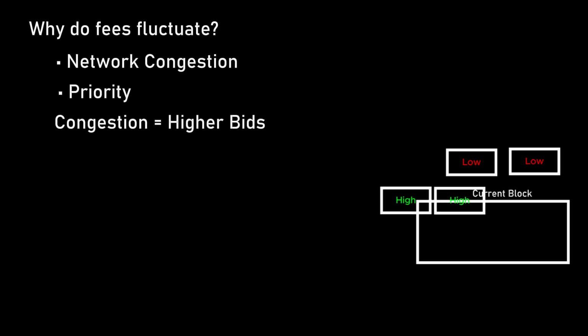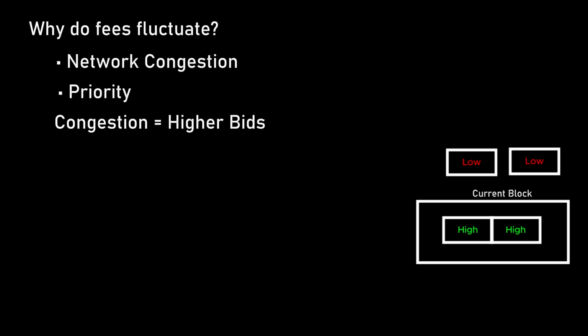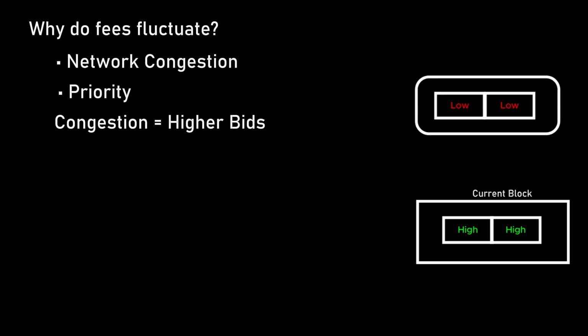If the network is congested, meaning many people are trying to send transactions at once, the price goes up as users outbid each other to get into the next block. If you set your gas price too low during a busy period, your transaction might sit in a waiting room, known as the Mempool, for a long time. It is a balancing act between cost and speed.